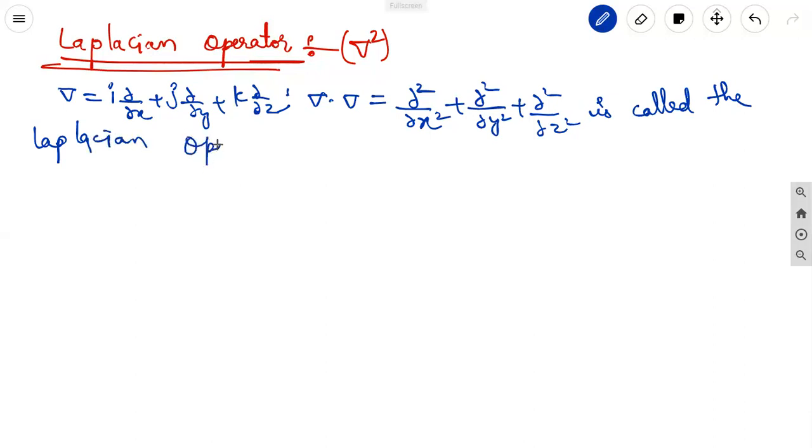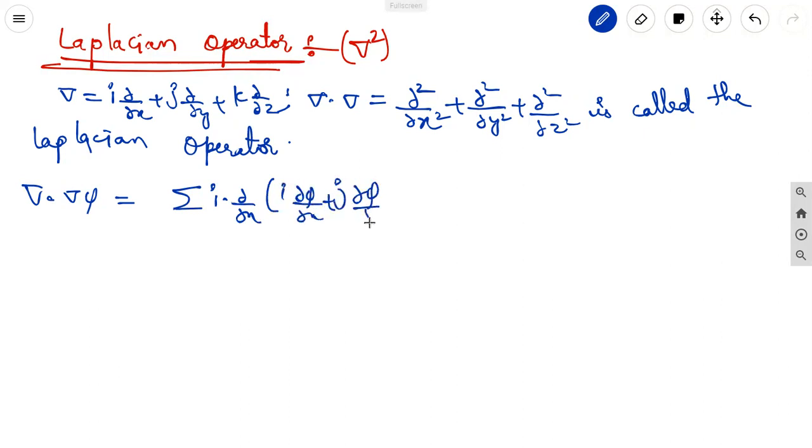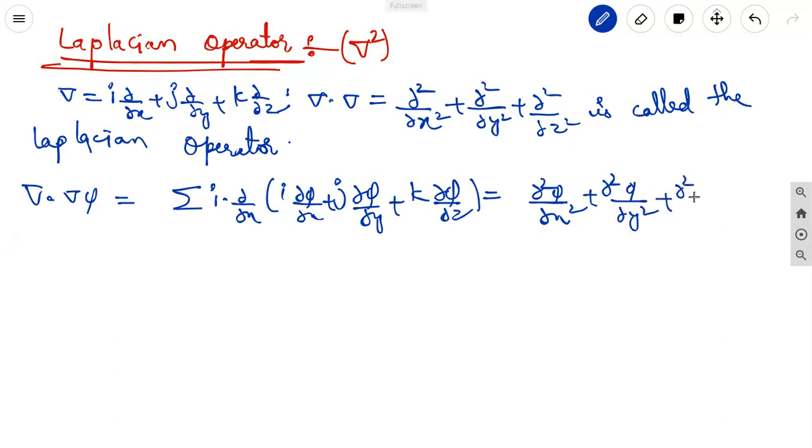This operator can be applied on the scalar function, that is del dot del phi, equal to sigma i dot dou by dou x of i dou phi by dou x plus j dou phi by dou y plus k dou phi by dou z. It is equal to dou square phi by dou x square plus dou square phi by dou y square plus dou square phi by dou z square. It is nothing but del square phi. So this del square is the Laplacian operator.